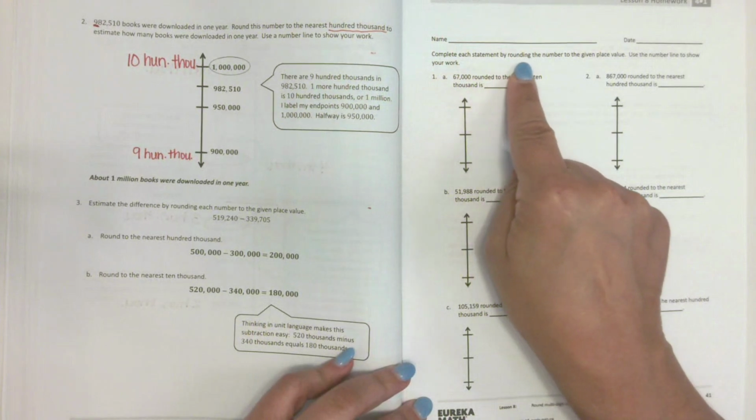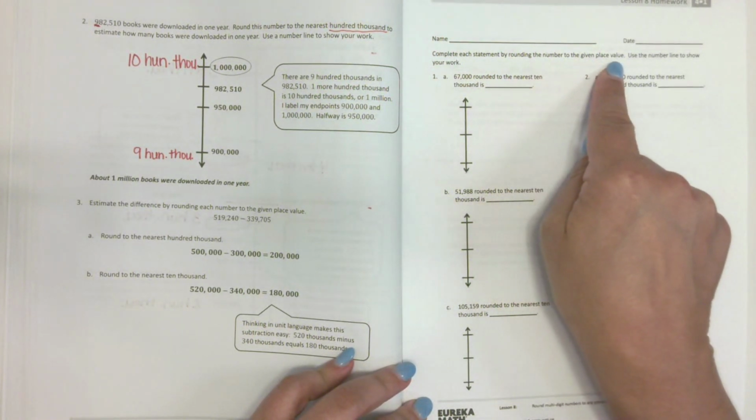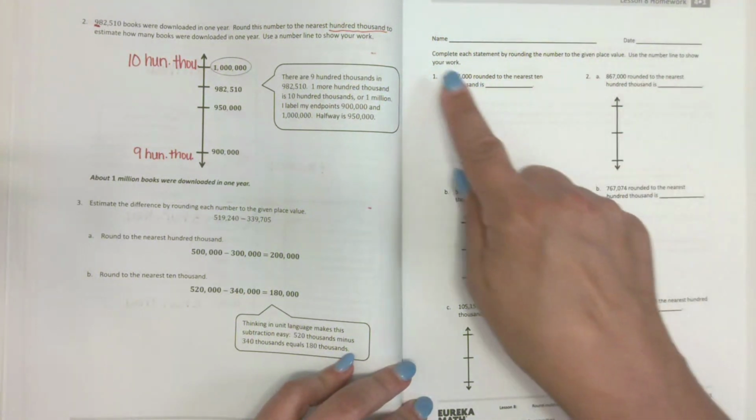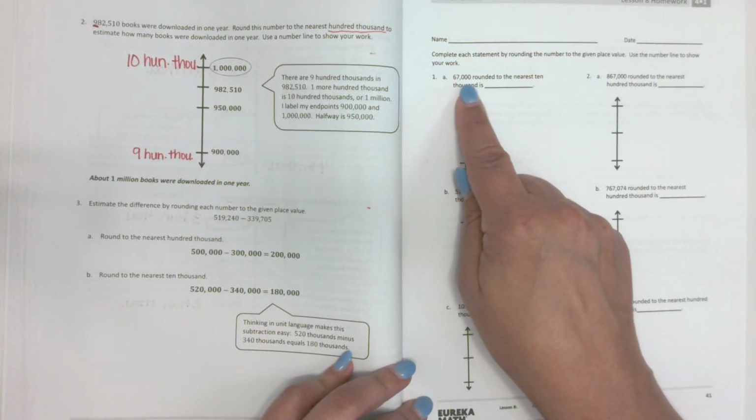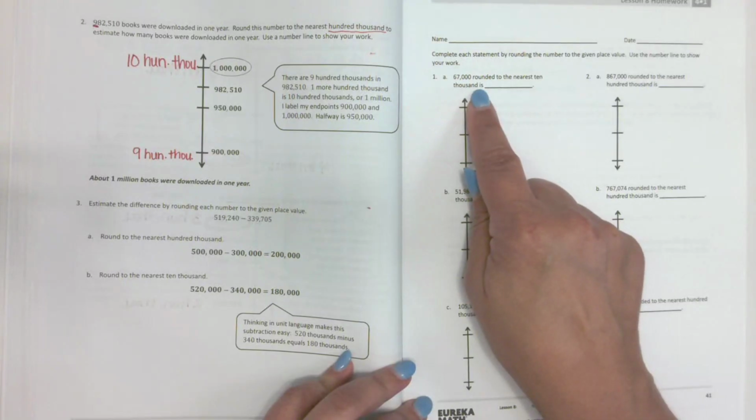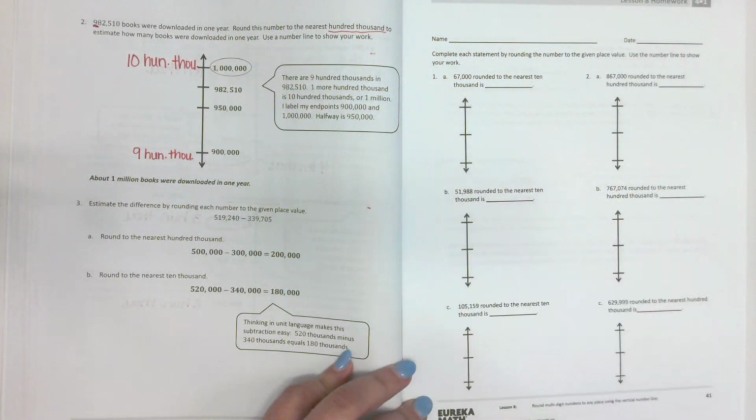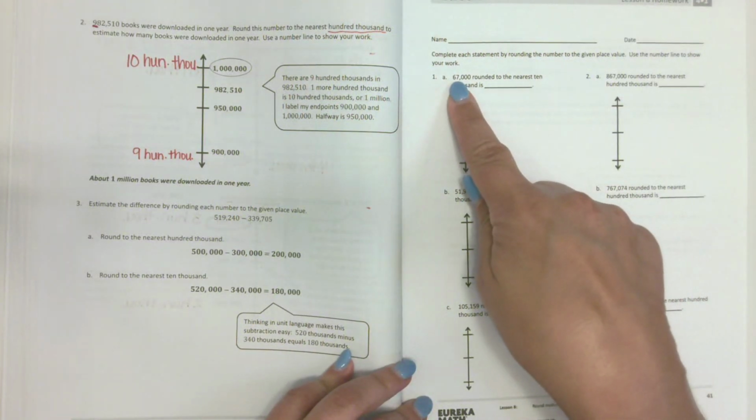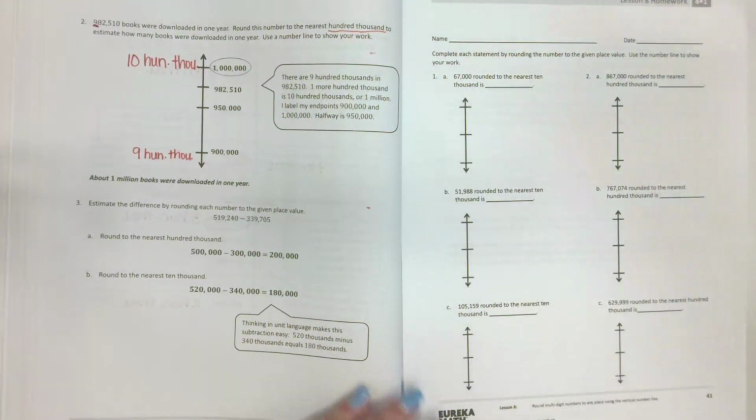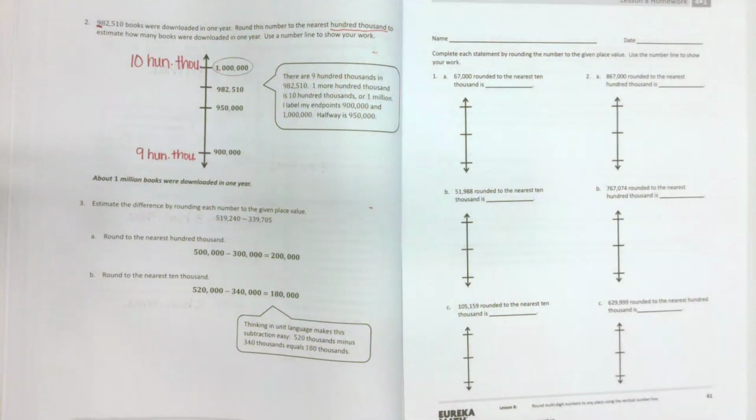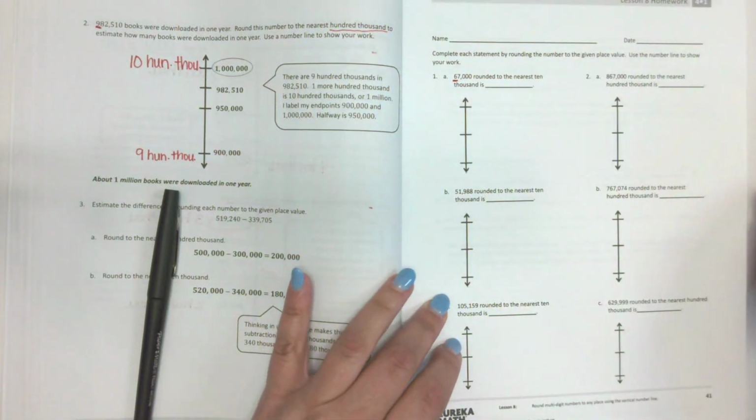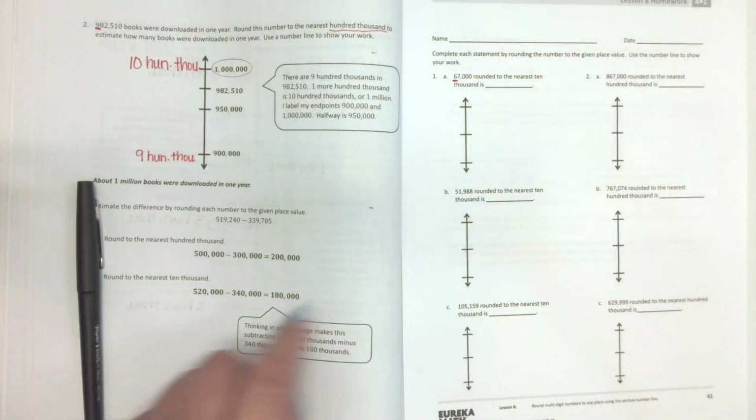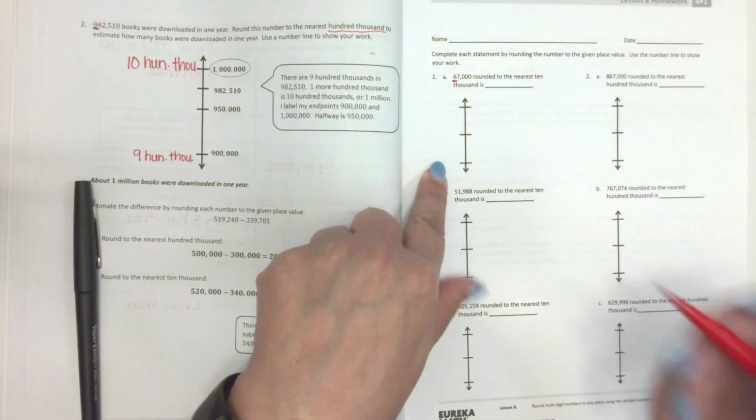Complete each statement by rounding the number to the given place value. Use the number line to show your work. Number 1A. 67,000 rounded to the nearest 10,000 is. So we need to see how many 10,000s are in the number 67,000. Look at the 10,000s place. There are 6 10,000s. So we're going to start with that on the bottom endpoint.